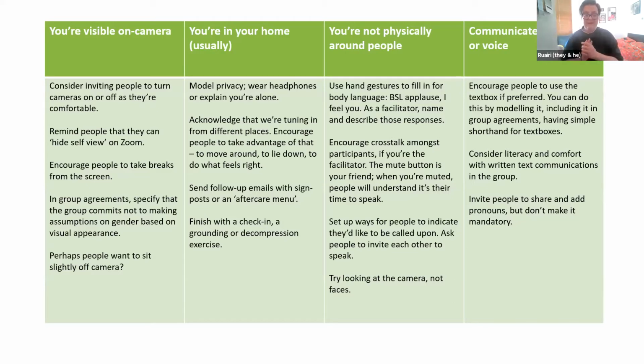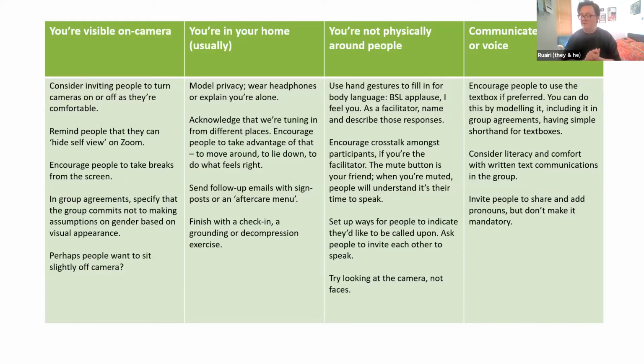In group agreements, I think specifying that the group commits to not making assumptions on gender based on visual appearance. And it can actually be really useful in a group agreement to have some kind of clause on how you deal with people slipping up on pronouns. So what we say is that we agree to validate whoever was misgendered and correct the person who did it, because we know that it can just be a mistake, but it's really important to notice that mistake and to appreciate it as a group and figure out how we minimize that and respond to it.